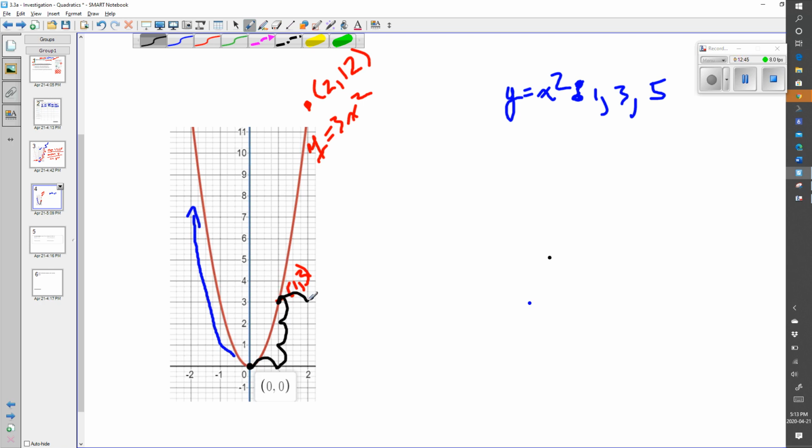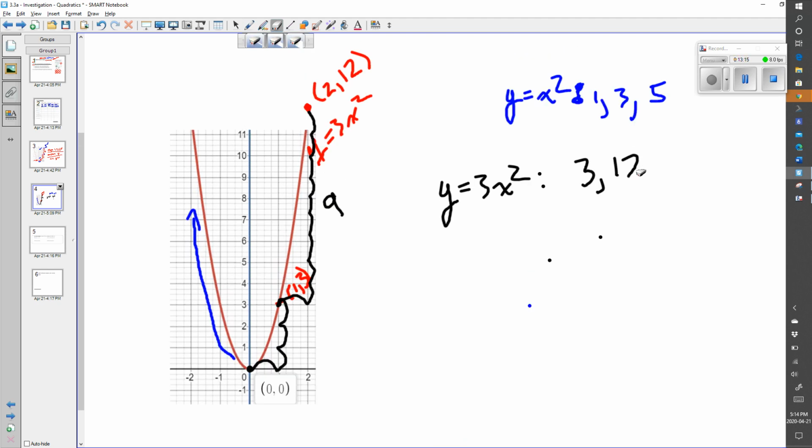If I count over 1 again, in order to get to that 12th height, this needs to be 9. So for y is equal to 3x squared, our steps are now 3 and 12. No, is it 3 and 12? No, it's 3 and 9. The step that we were looking at is 3 and 9 because our final answer was 12. So it's 3 and then 9. And so it looks like 1 went to 3, 3 went to 9.